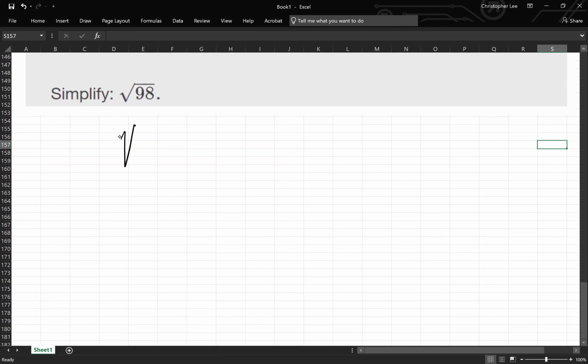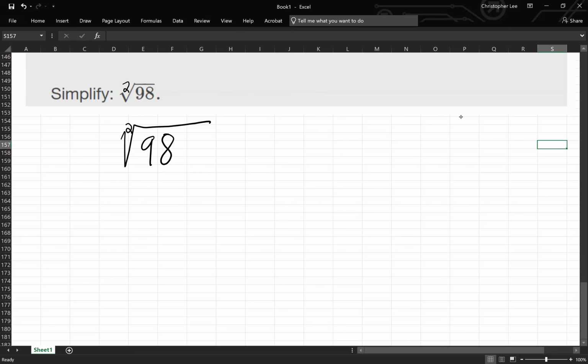Now, I don't know what the answer is here. The best way to do this is to go through the perfect squares, because the index here is 2. Even though I didn't write the 2 there, there's an imaginary 2 there. Anytime you see a square root with no number, just imagine that there's a 2 there. I would go through the perfect squares and try to find one that divides into 98 evenly.